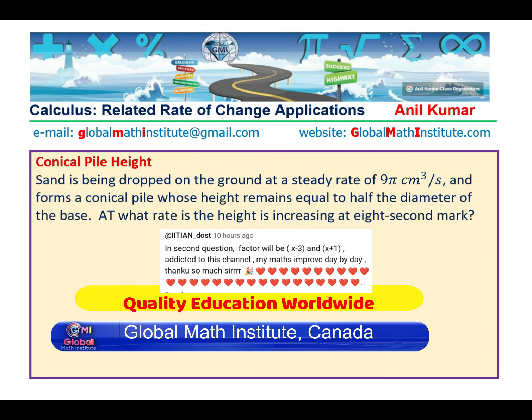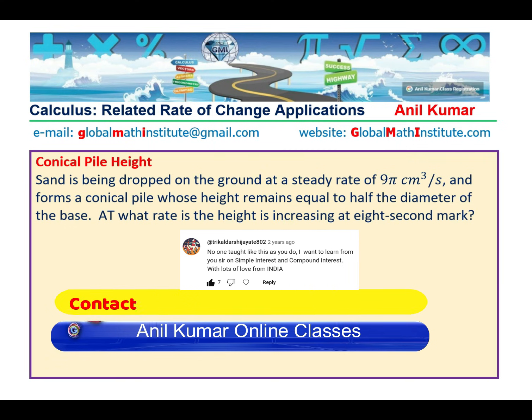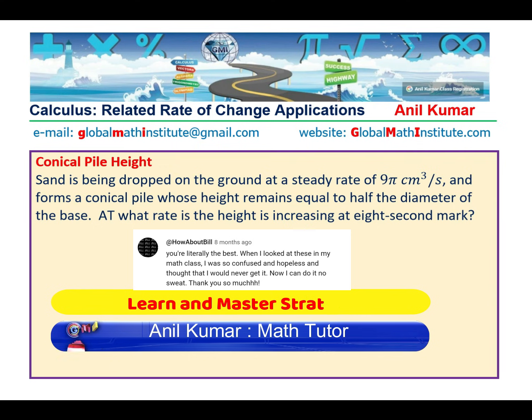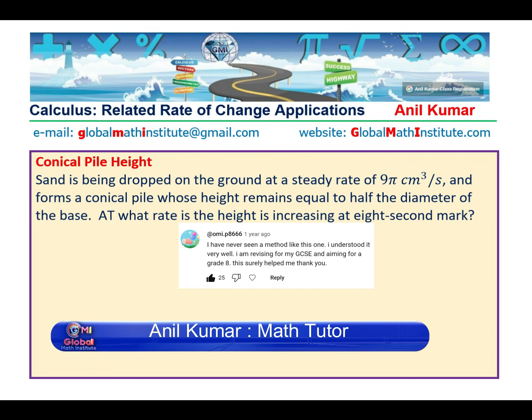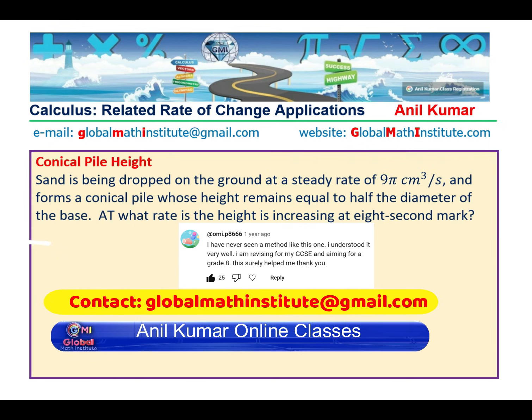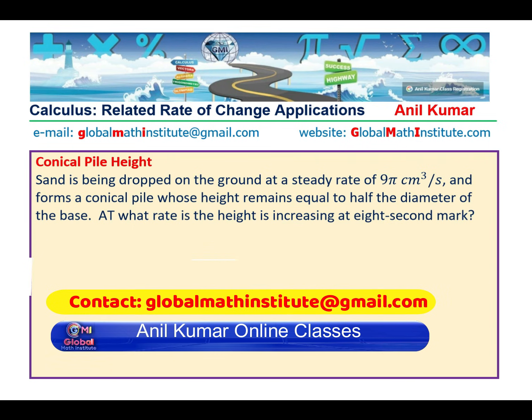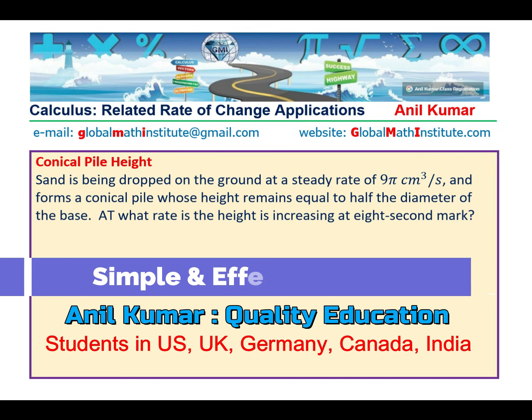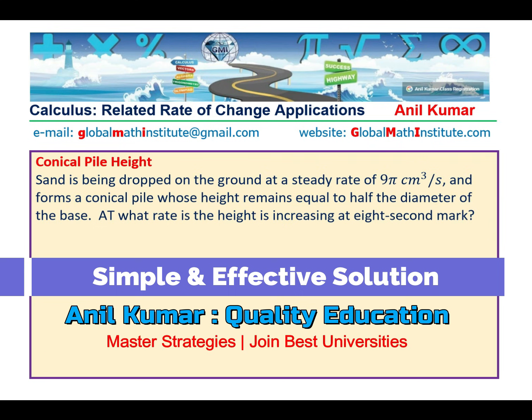Here, we'll discuss how we work when we have a conical pile of sand. Sand is being dropped on the ground at a steady rate of 9 pi cm³ per second and forms a conical pile whose height remains equal to half the diameter of the base. At what rate is the height increasing at the 8-second mark?